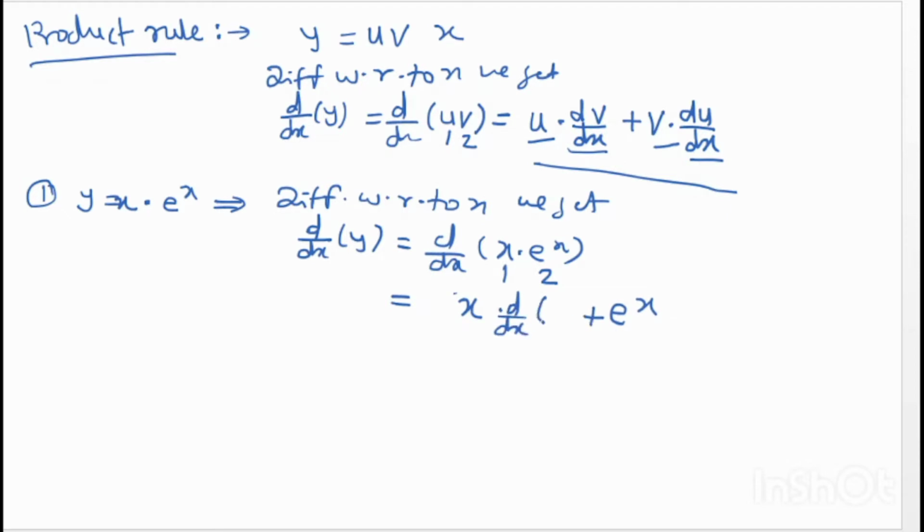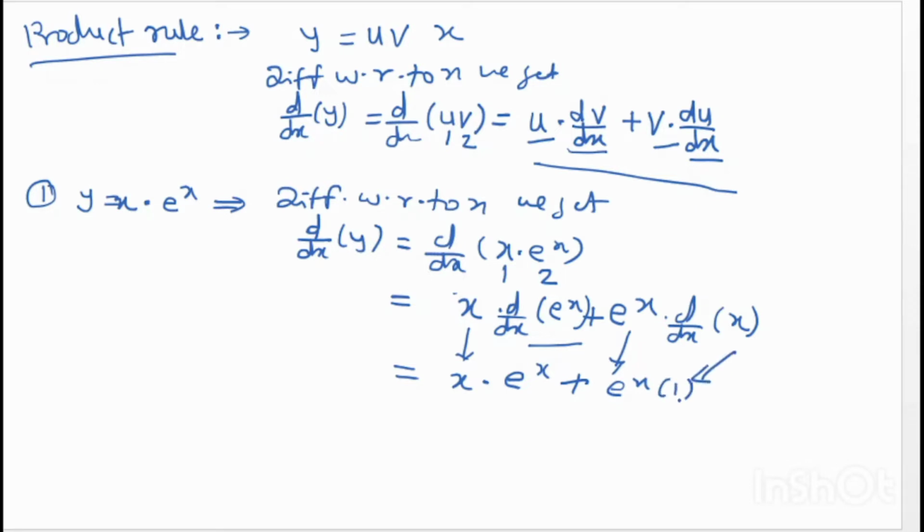Now the remaining term is e raised to x, and the remaining term out of the 2 is x, so we take the derivative of x. So what we get: write down x as it is, take the derivative of e raised to x, that is e raised to x, plus write down e raised to x as it is, and the derivative of x, that is 1. Our observation: e raised to x is common, so what is present inside the bracket? x plus 1. In such a way we can solve examples based on the product rule.